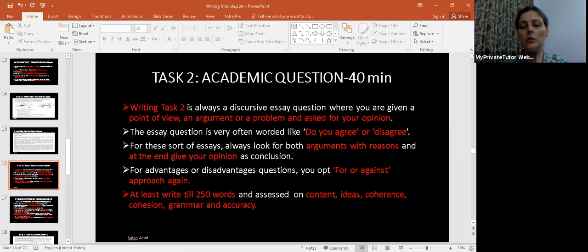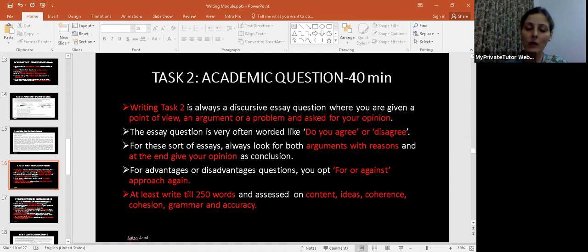And you don't need to go into many examples. One or two examples, two or three sentences, are more than enough, because they are going to look at your grammar and vocabulary, your description, and how you're connecting the sentences. These are going to be your focus points. So 250 words at least, and you're going to be assessed on your content, coherence, cohesion, ideas, accuracy, and your grammar. You have to follow that.